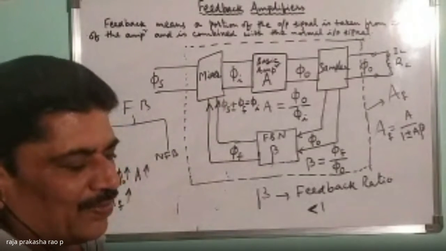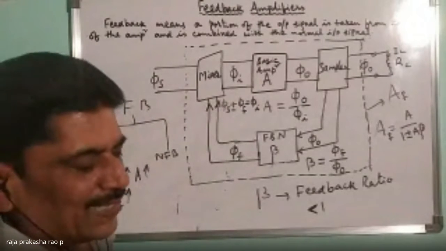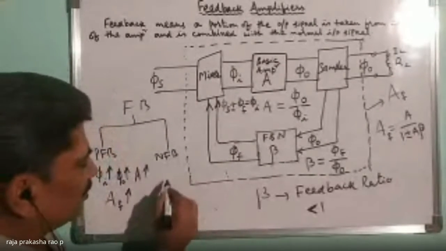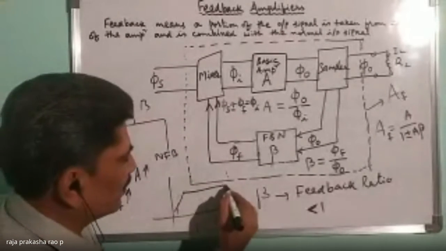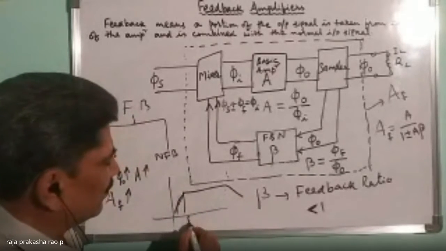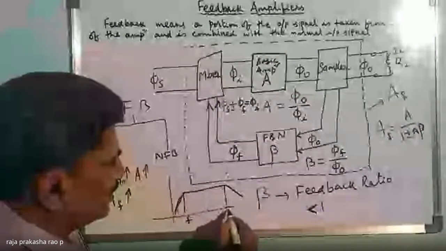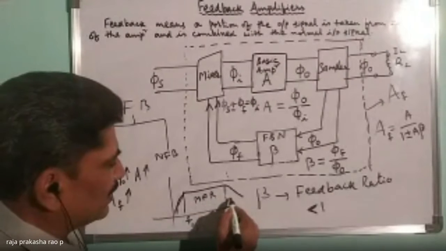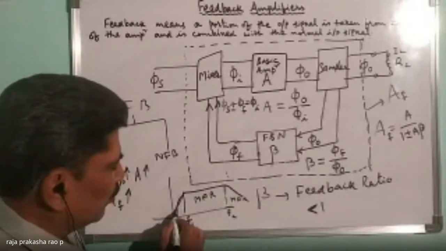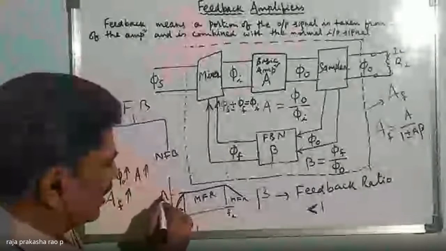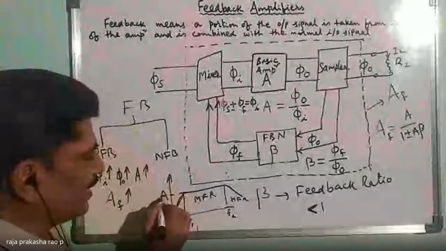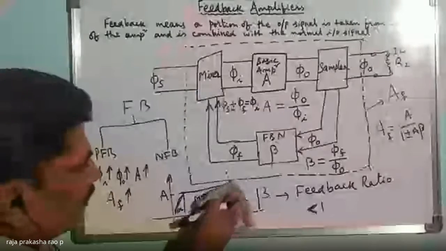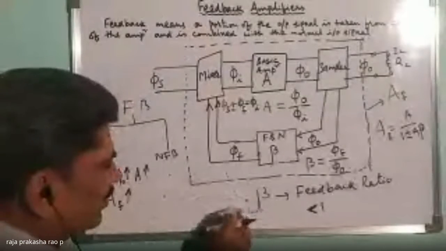I explained that frequency response curve in RC coupled amplifier. X-axis represents frequency and Y-axis represents the gain. And we have studied a curve like this. This is F1. This frequency is F2. This is mid-frequency region, which is constant. This is high-frequency region, and this is low-frequency region. Y-axis represents gain, that is V2 by V1, and x-axis represents frequency. So bandwidth is F2 minus F1.